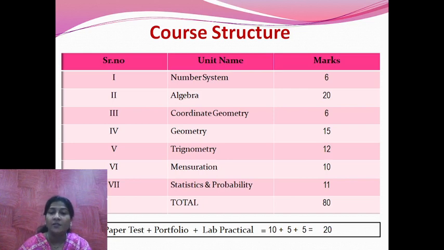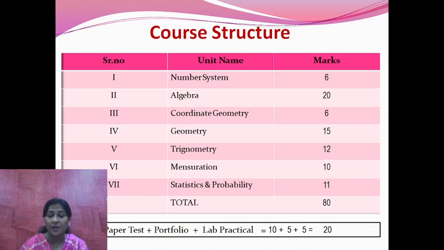Okay. Then fourth unit is geometry, 15 is the weightage for that geometry part. Then fifth is trigonometry, 12 marks weightage. Sixth unit is mensuration, 10 marks weightage. And then seventh topic is statistics and probability, 11 marks. So in this way 7 units are covering 80 marks in your board written paper.